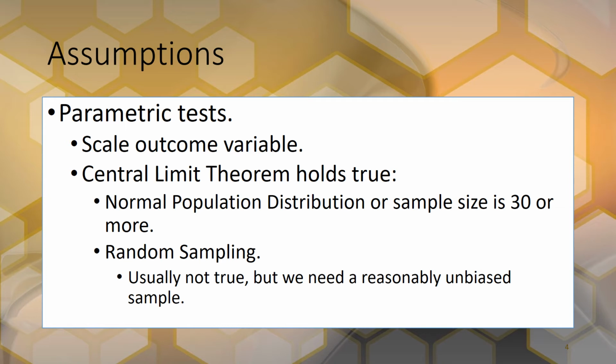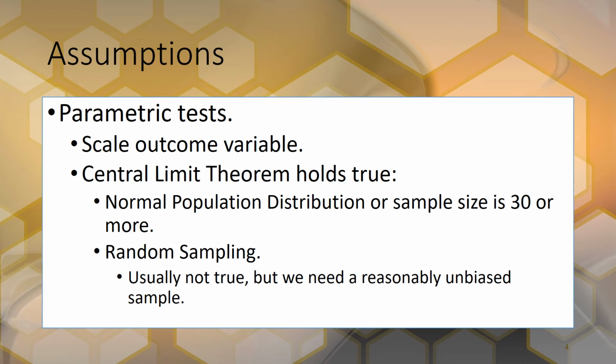So you need to make sure these things hold true to do the tests that we will talk about. So one, it needs to be a scale outcome variable, and two, the central limit theorem needs to hold true. And for the central limit theorem to hold true, hopefully you remember this a little bit, no, it wasn't the most fun topic, but you need to have a normal population distribution, which you might not know what the population distribution looks like because you just have the sample.